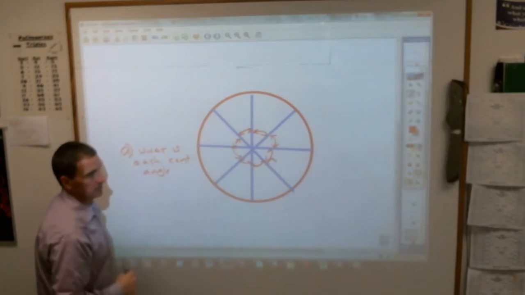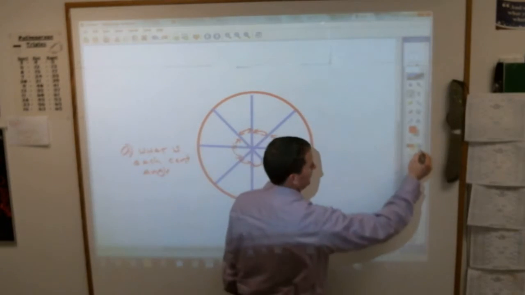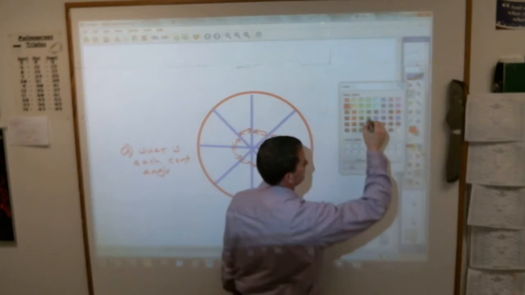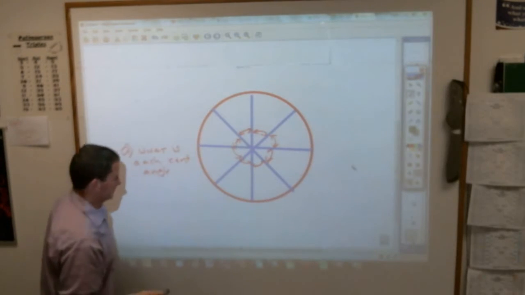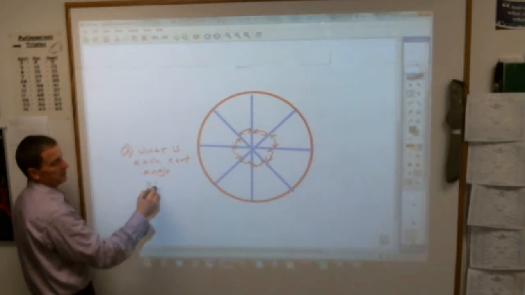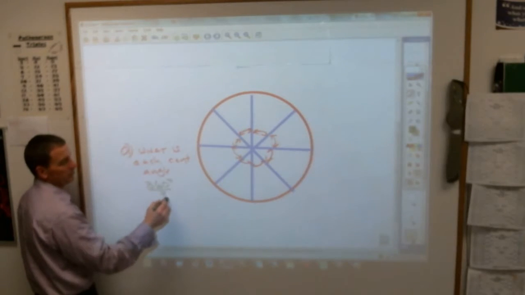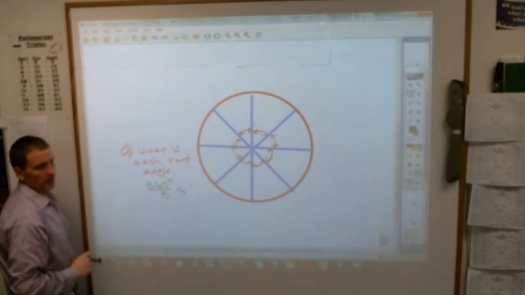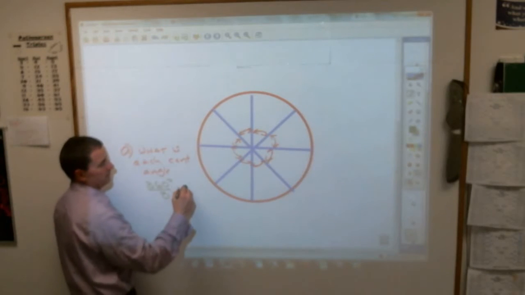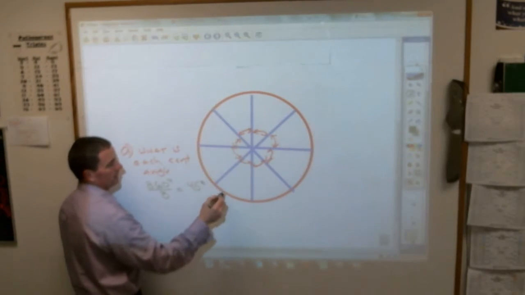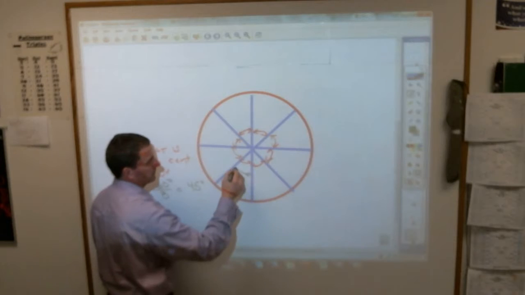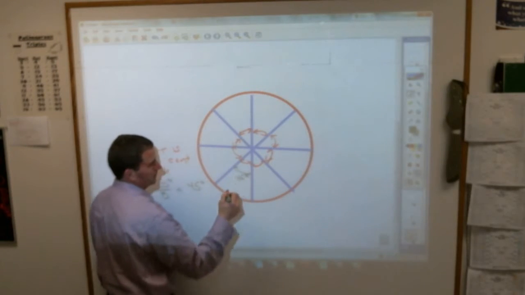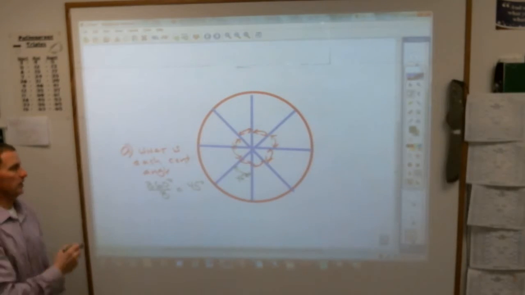Cameron English? If I'm cutting my circle into 8 pieces, what am I going to do? Exactly. For letter A, you're going to take 360 degrees. It's cut into 8 equal pieces. Fortunately for you, that goes in there nice and evenly. How many times? 45. Yeah, every central angle here is 45 degrees. Every one of them.